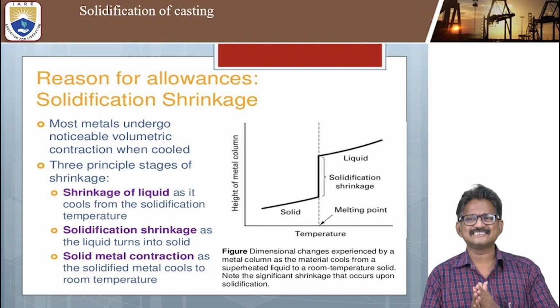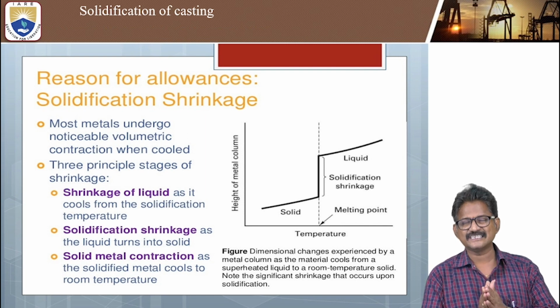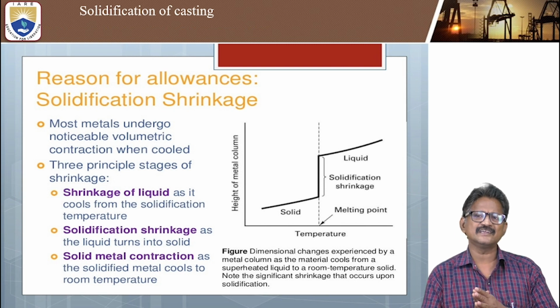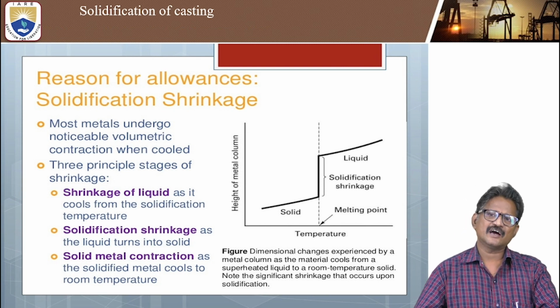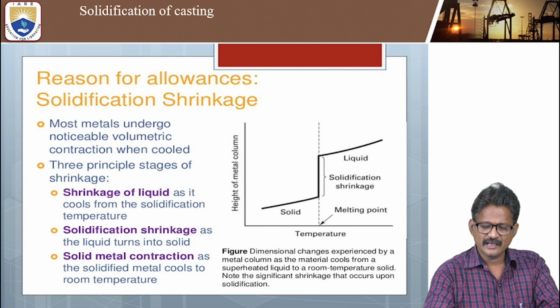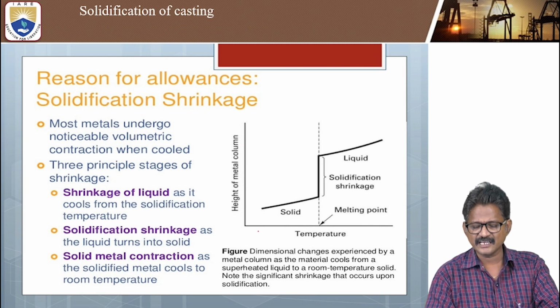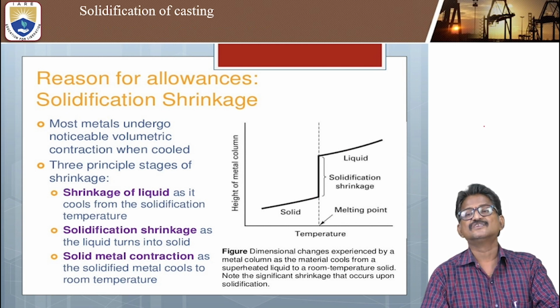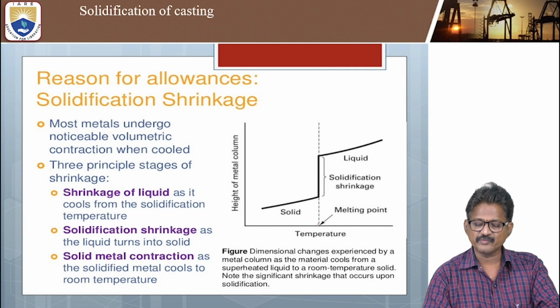So look at this graphical representation. On the x-axis is the temperature, and on the y-axis may be the height of the metal column. Initially it is solid, and then there is the solidification shrinkage, then liquid. So here there is a melting point.